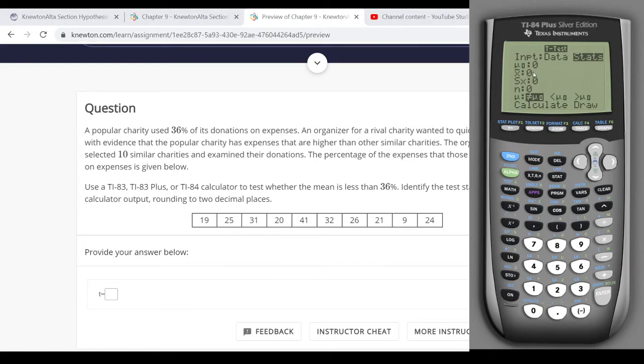Do I know the sample mean? Do I know the sample standard deviation? No, I don't know that stuff right now. They didn't give me that. They just gave me a list of data. So I'm going to go to the data part.